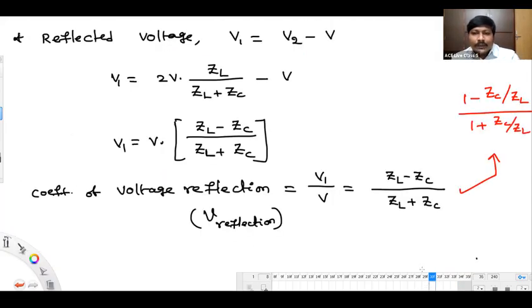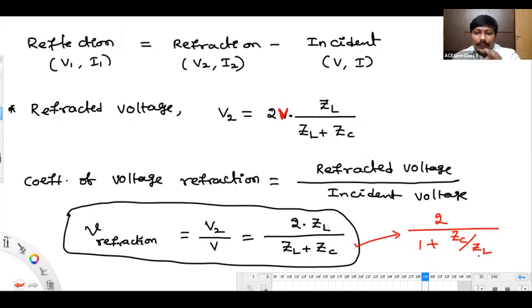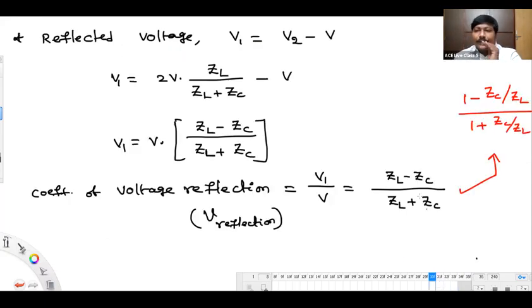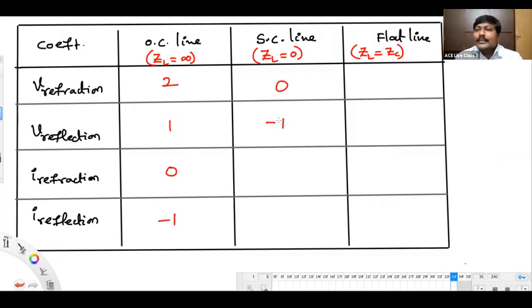Next, for short circuit line, ZL equals 0. What is V refraction for ZL equals 0? 2 into 0 by 0 plus ZC, 0 by ZC, 0. V refraction will be 0. V reflection: 0 minus ZC by 0 plus ZC, minus ZC by ZC, it will be minus 1.